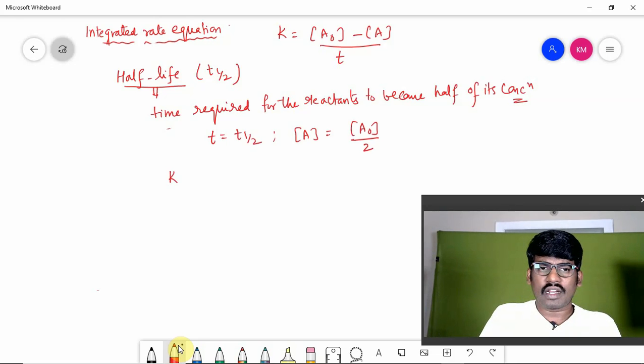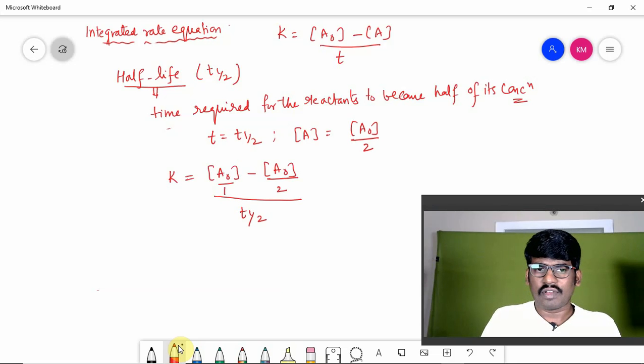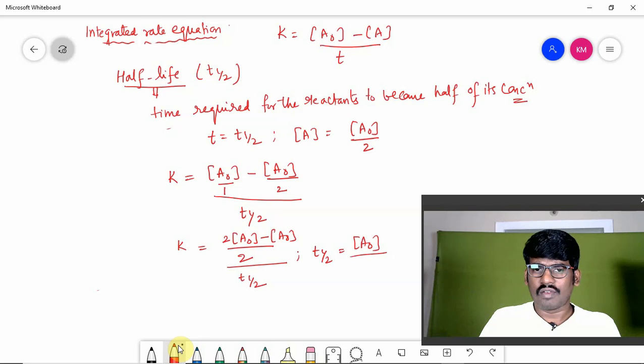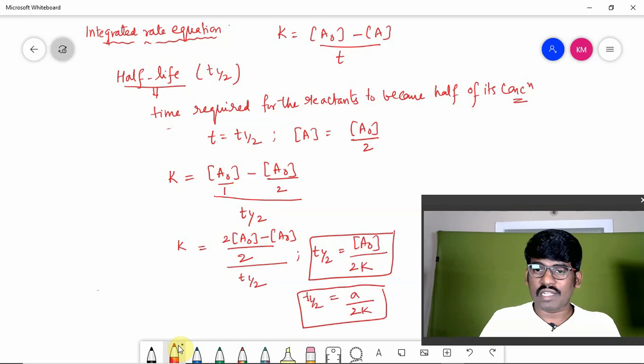Then substitute here: K is equal to A naught minus A naught by 2 upon, instead of t I can write it as t half, right? You can take LCM. You will get 2 in the denominator, and in the numerator 2A naught minus A naught, upon t half. 2A naught minus A naught will be A naught. Then K, send it to this side, it will become 2K. So the same equation you can write as t half is equal to A naught by 2K. Small letter a or capital A naught both represent the initial concentration.